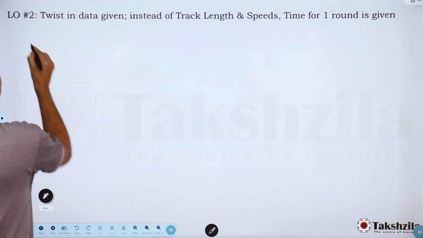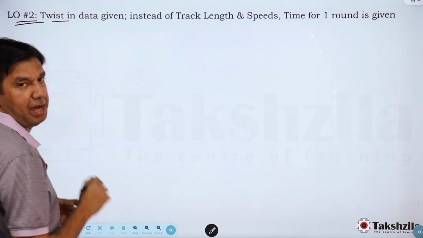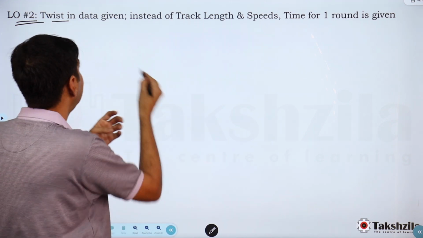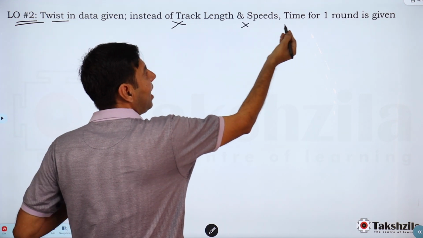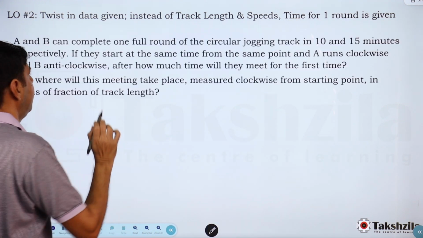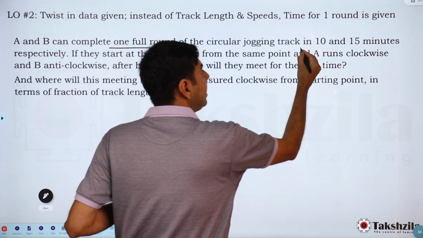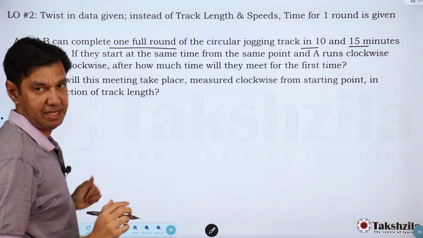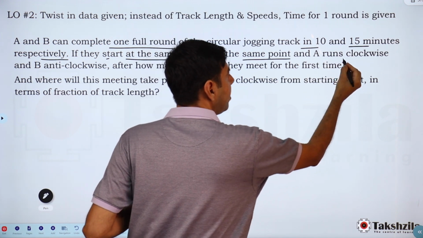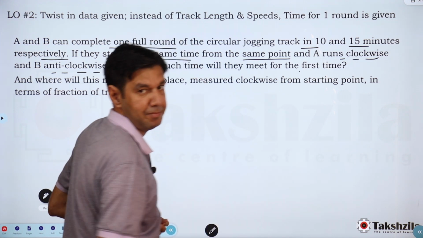Okay. Our second learning objective is, what if the data is given in a little twisted manner, right? So we got used to searching for the track length and speed, but that is not given. Instead of that, what is given is the time taken for one round. So this is what we'll learn next. So same question, A and B complete one full round in 10 and 15 minutes respectively. So instead of track length, we have this now, and they start at the same time from the same point. Now this time A runs clockwise and B runs anti-clockwise. After how much time will they meet for the first time?